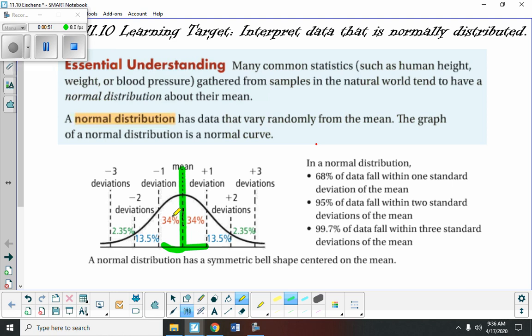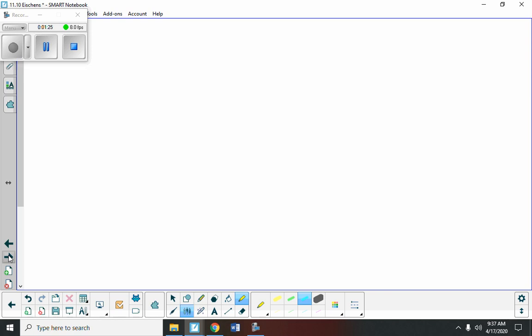And then if you go out another standard deviation, you'll find that 13.5% of the data falls in that range. And if you go out another standard deviation between 2 and 3, 2.35% falls through there. And then the other number doesn't show up, but that's 0.15% outside of 3 standard deviations. A normal distribution has a symmetric bell shape, and it's centered on the mean. So to solve problems, you have to know these percents, and that comes from practicing and memorizing those numbers.